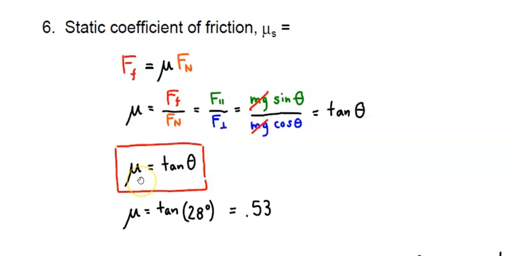To find the coefficient of static friction, we simply take the tangent of the angle of the incline, and tangent of 28 degrees gives us 0.53. Now, if this was a problem off of the Regents, we could then go to the Regents reference table and find what 0.53 is and tell you what the surface is made from.